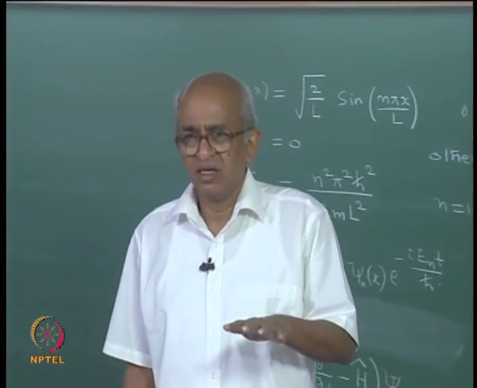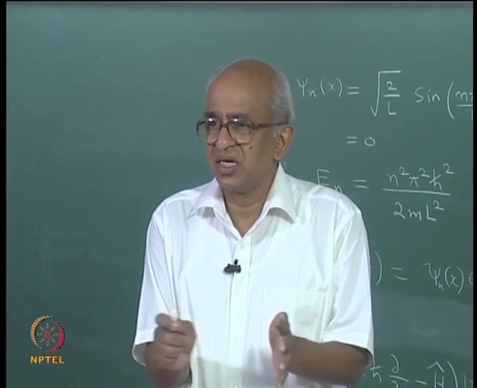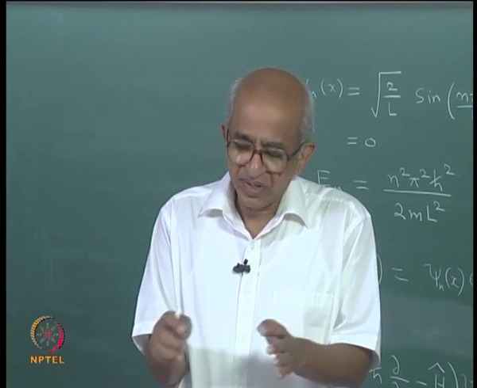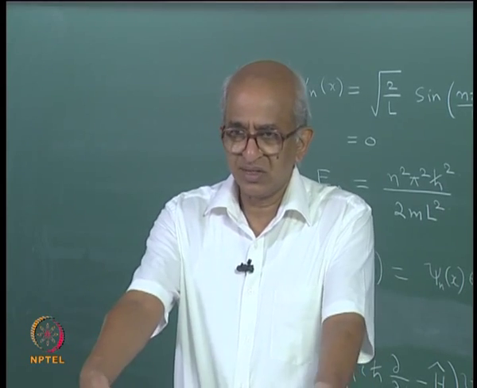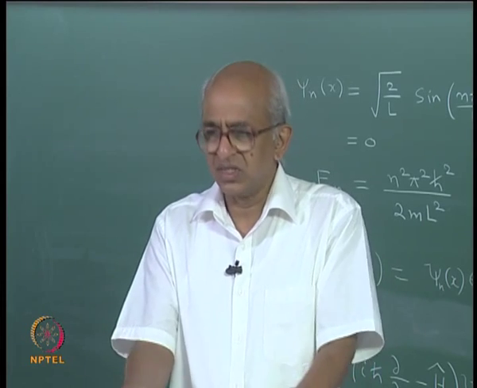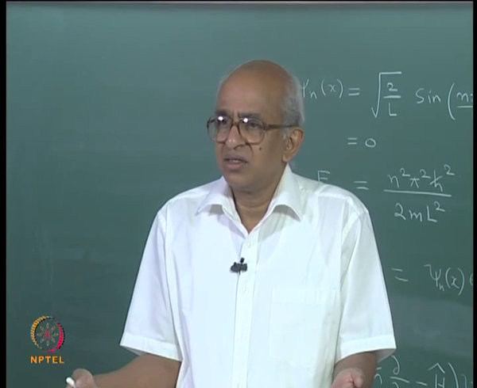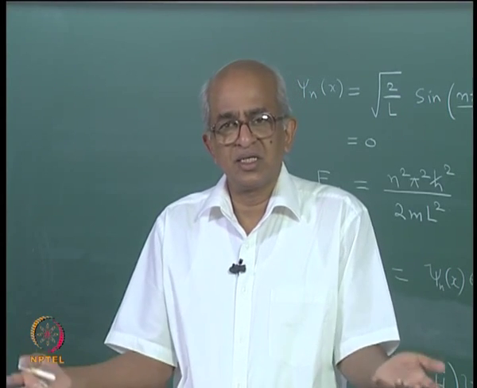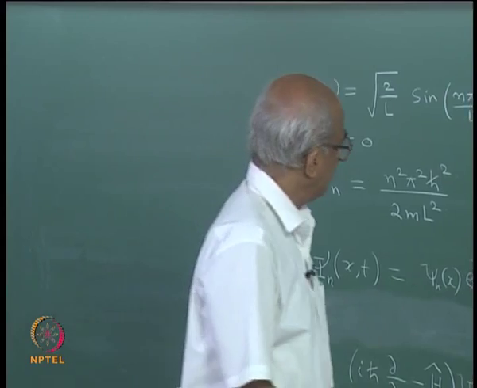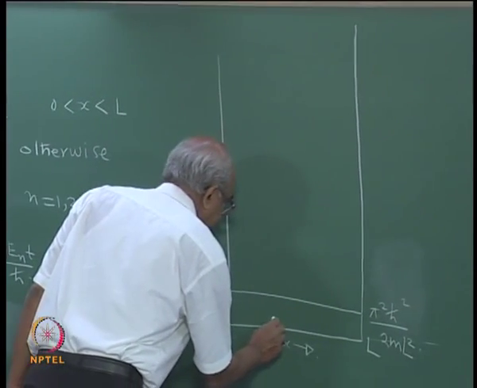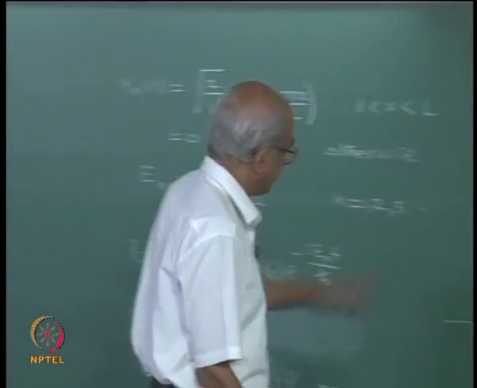Now if you are thinking about the system classically, suppose I had a classical particle which is trapped in a box, then what can happen is that the particle can be just sitting inside the box without moving. It has absolutely no kinetic energy because it is not moving, and the potential energy inside the box is 0. So therefore the total energy classically can be 0. So the particle may be just sitting here like that if it was obeying classical mechanics, or in fact it may be moving.